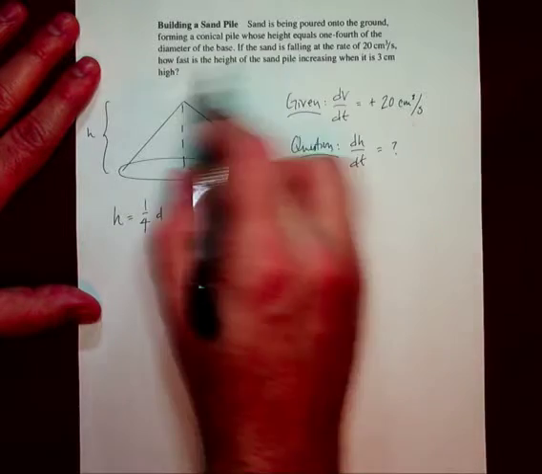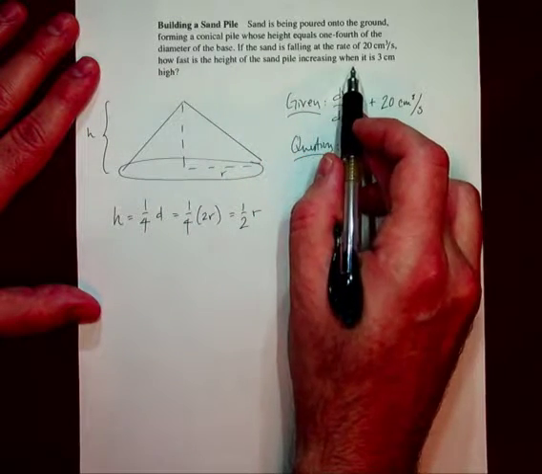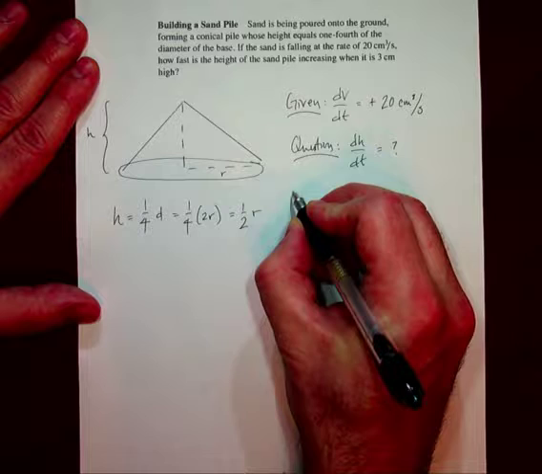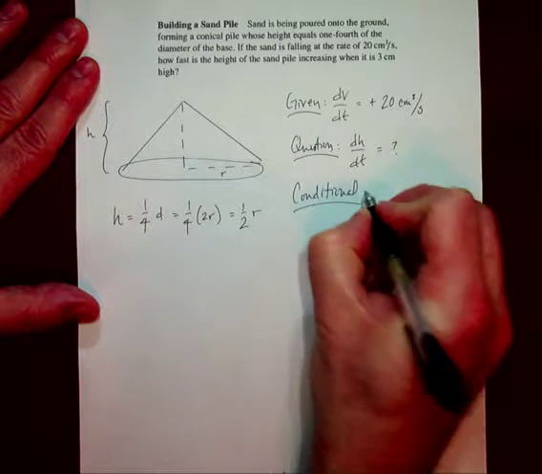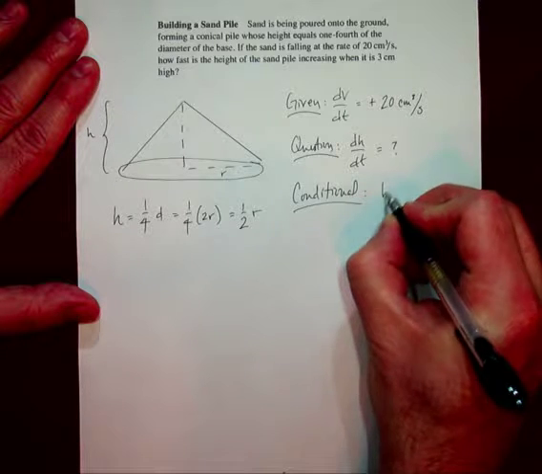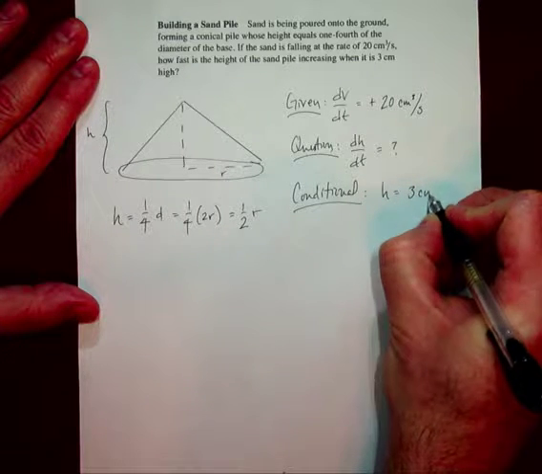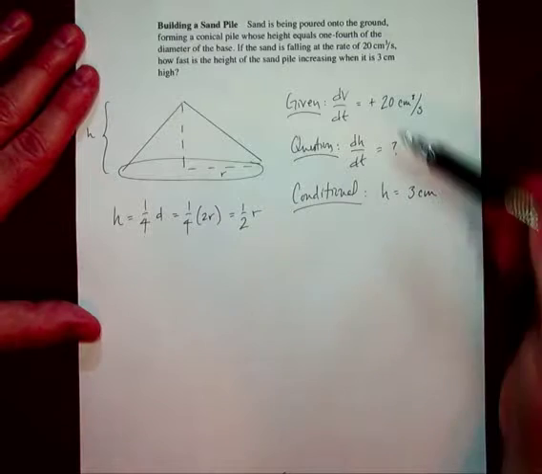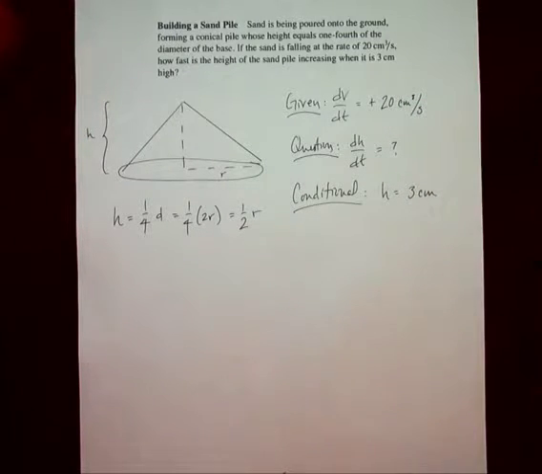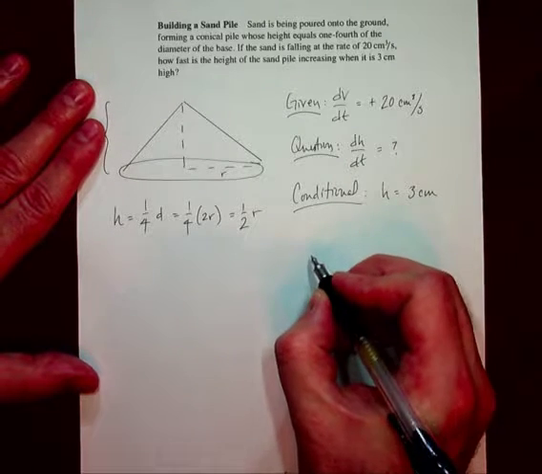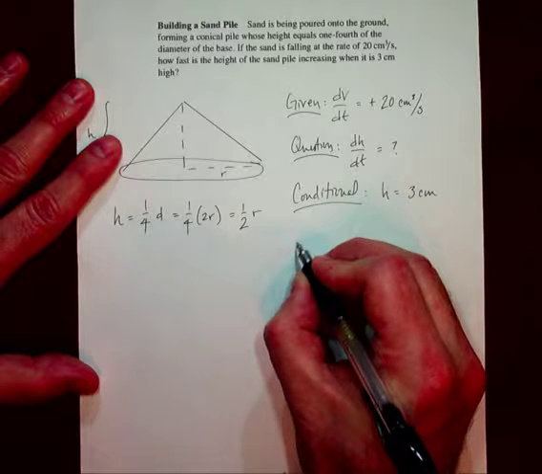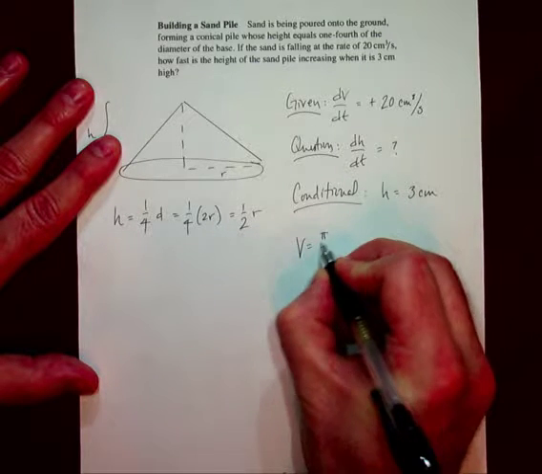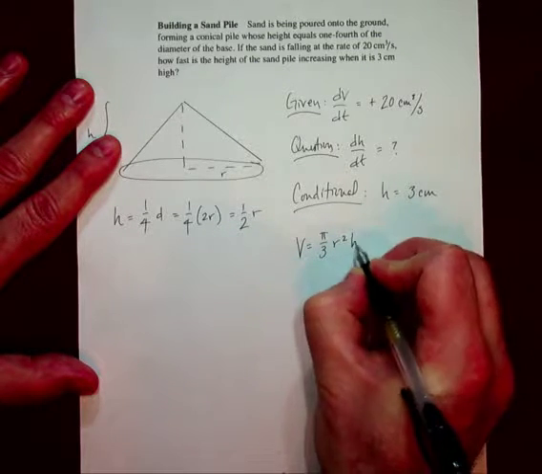If the sand is falling, how fast is the height of the pile changing when the height is 3 centimeters? Okay, so the conditional is h is equal to 3 centimeters. Now, thankfully, both the volume and the height are in terms of centimeters. I don't have to change things, okay? Now, if I'm looking here, I know that the volume of a cone is pi over 3 r squared h.